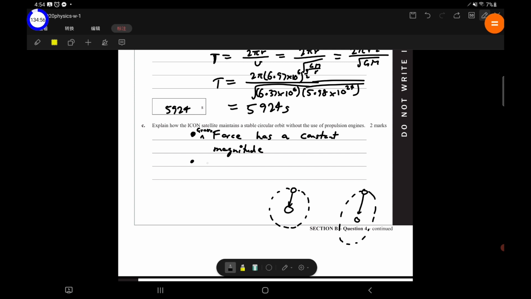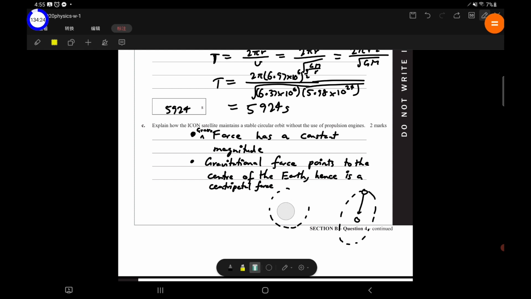Should say the gravitational force. And the second dot point being that the gravitational force is a center-seeking force, since it points to the center of the Earth at all times. All right, so those will be enough details for you guys to get the full marks.